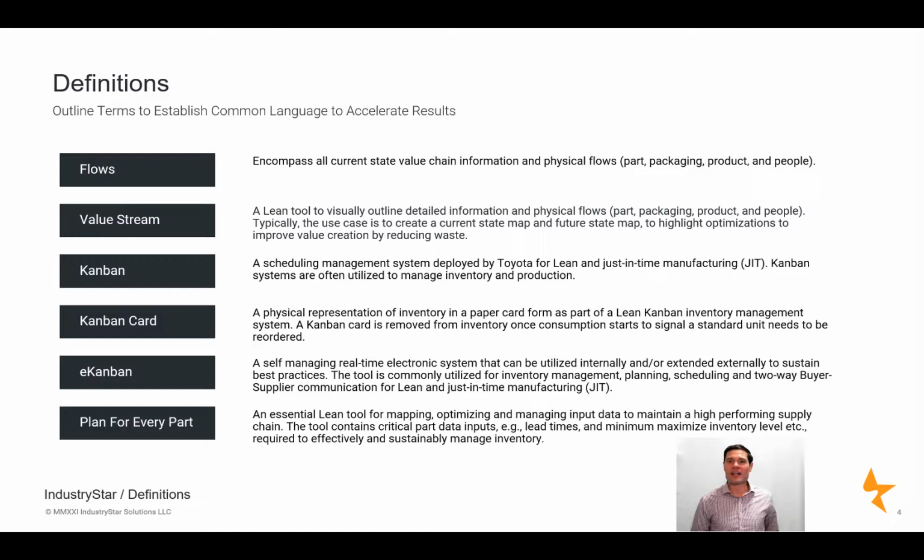Let's take a moment to outline some terms to establish a common language for accelerating results. Flows encompass all current state, value chain information, and physical flows, such as parts, packaging, products, and people. A value stream is a lean tool to visually outline detailed information in physical flows. Typically, the use case is to create a current state map and future state map to highlight optimizations to improve value creation by reducing waste.